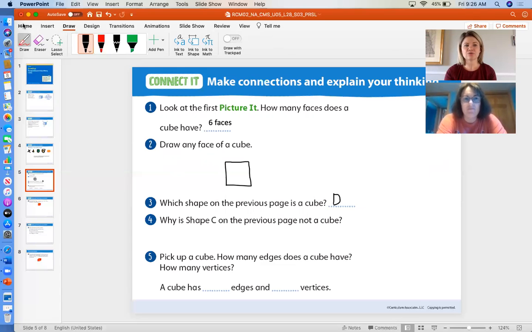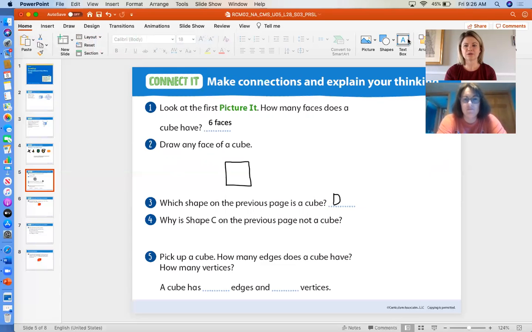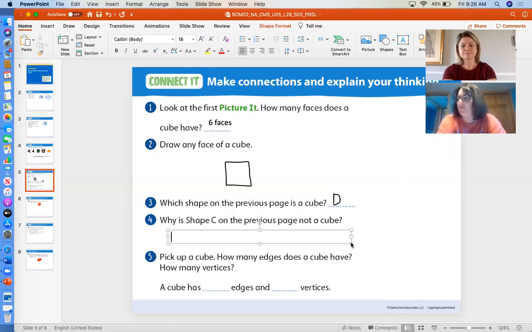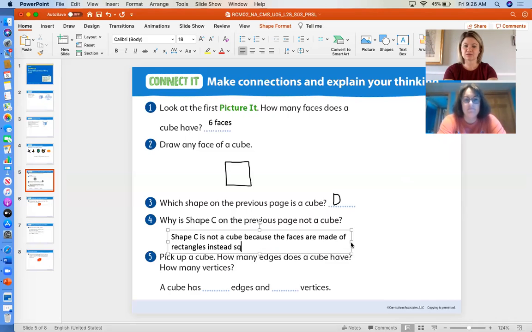So we know if we were going to write it in words, we know that shape C is not a cube because the faces are made of rectangles instead of squares, right? Mm-hmm. To be a cube, it has to have a square face.